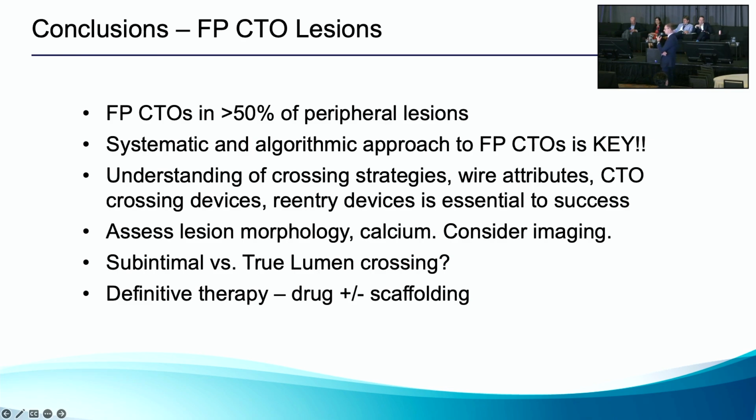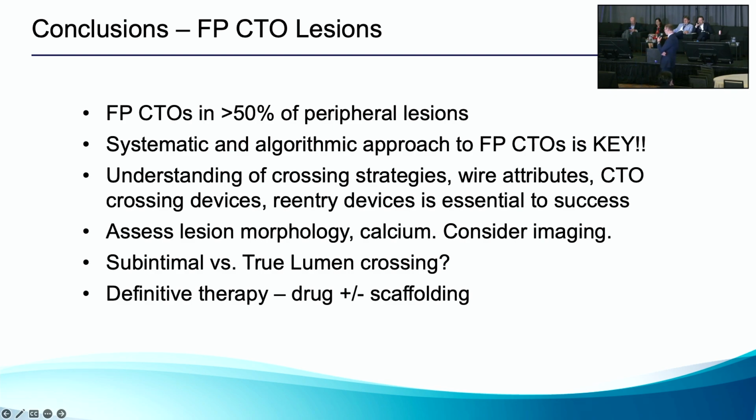So a couple of points. Femoral popliteal occlusions, we all know this, are very common, over 50% of your peripheral lesions. The calcium is very common. I like the systematic and algorithmic approach that Dr. Subhash Banerjee proposed. You don't have to follow it to the letter, but it helps you approach antegrade versus retrograde and pivot when you have to. But the key is understanding your crossing strategies, understanding different wires, how to wire escalate, and what wires you're going to use.